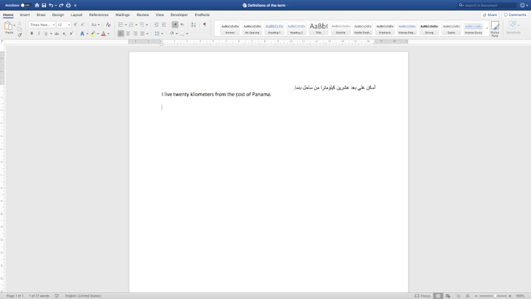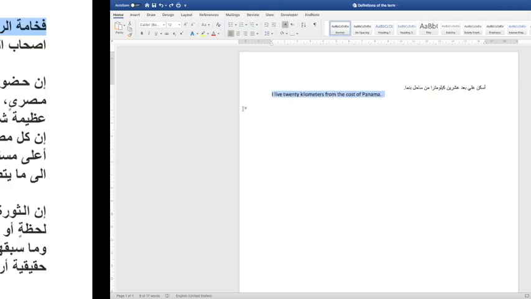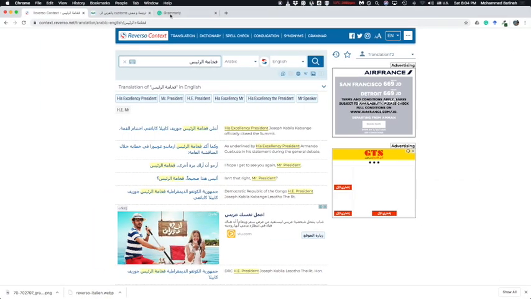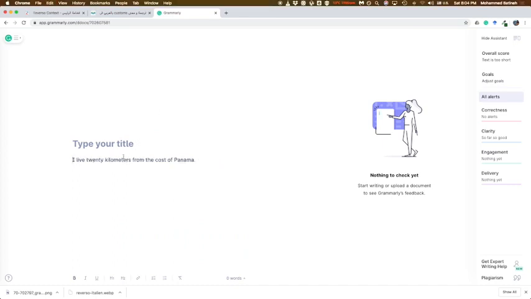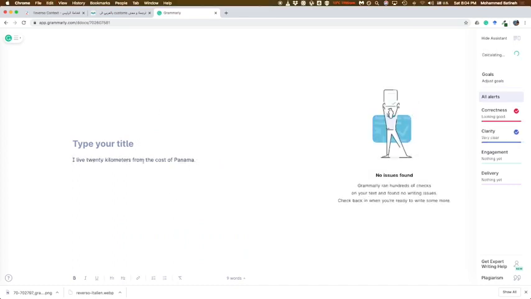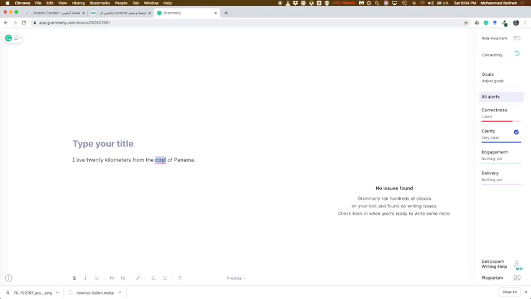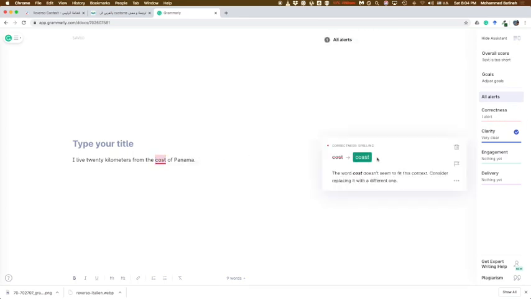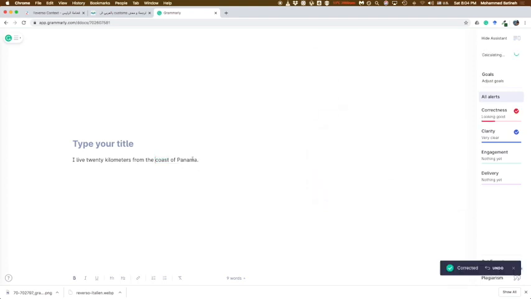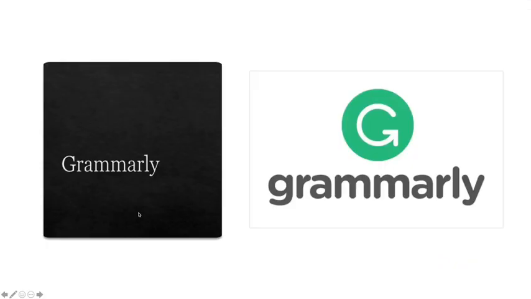Microsoft Word can't actually spot these kind of problems. So if you take this sentence to Grammarly, let's see what's gonna happen. If I take it to Grammarly, paste it here. Aha, we have an alert here. It says coast is wrong in this context. The word coast does not seem to fit this context. Consider replacing it with a different one. It gives you a suggestion, which is the coast. That means Sahel.